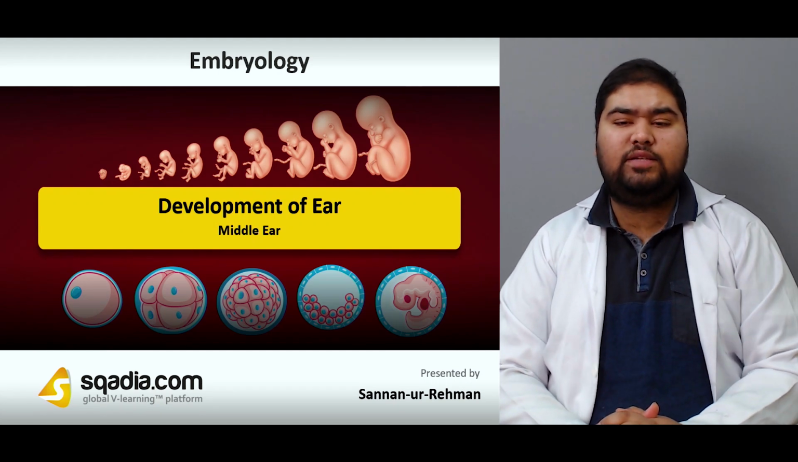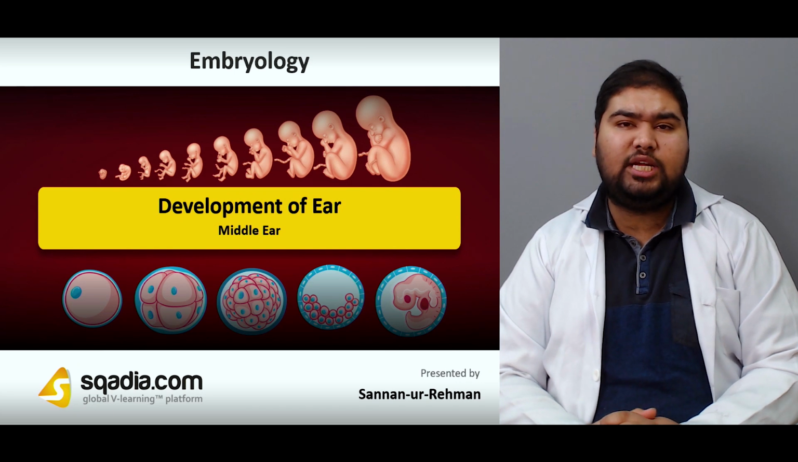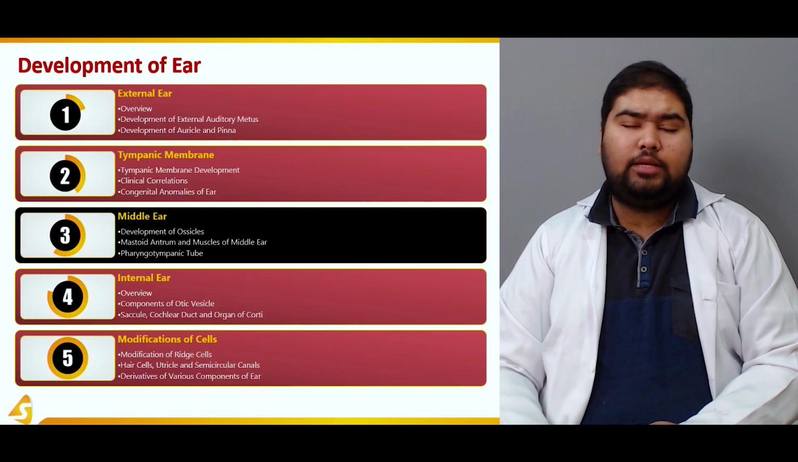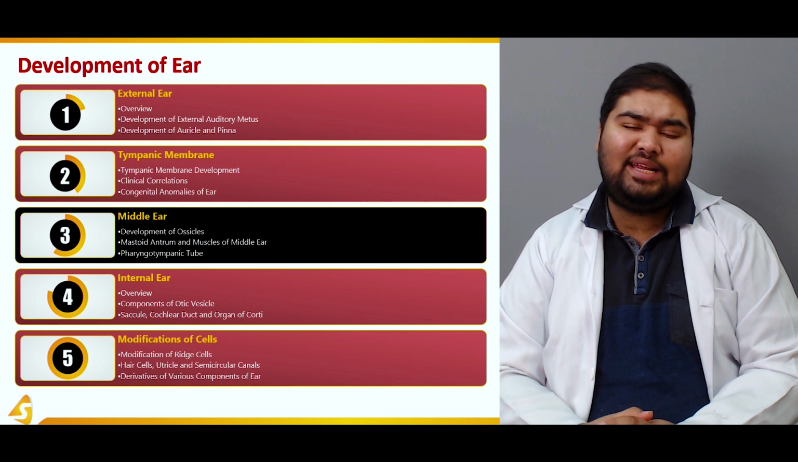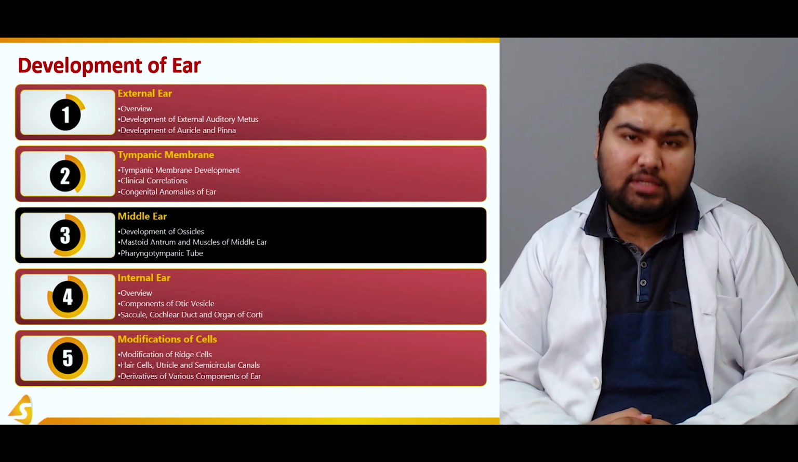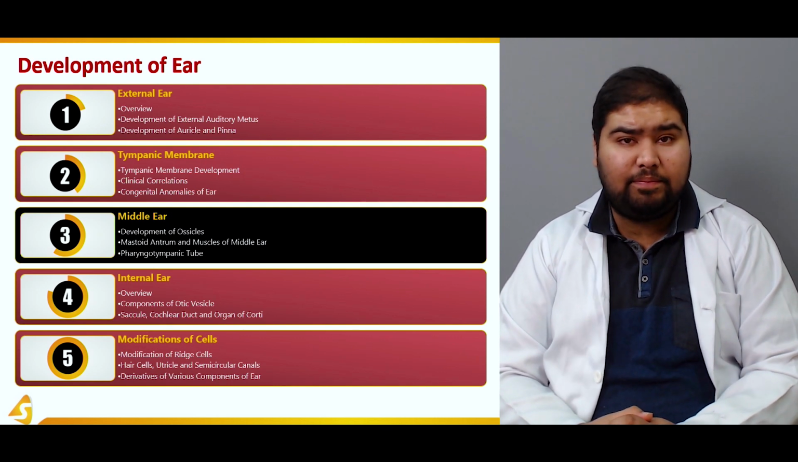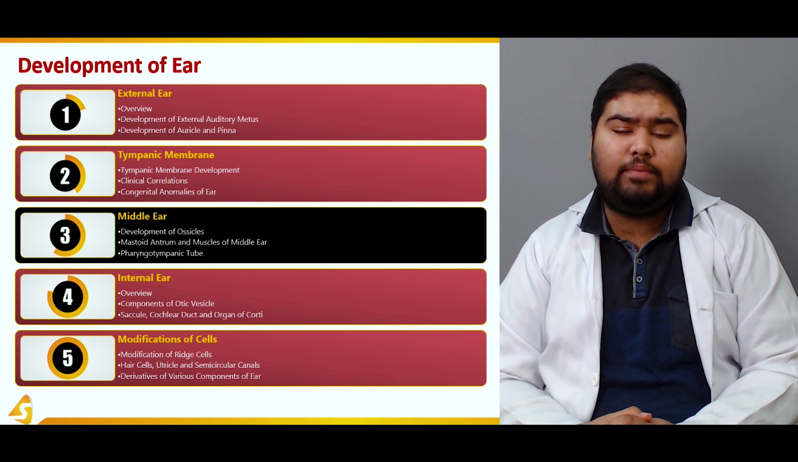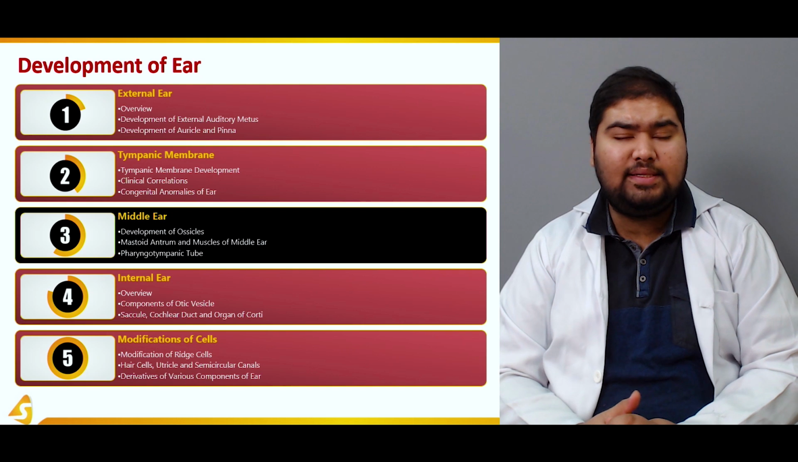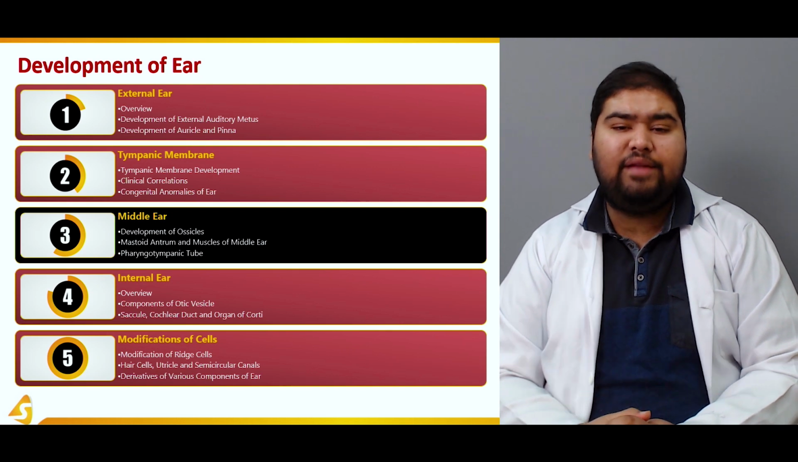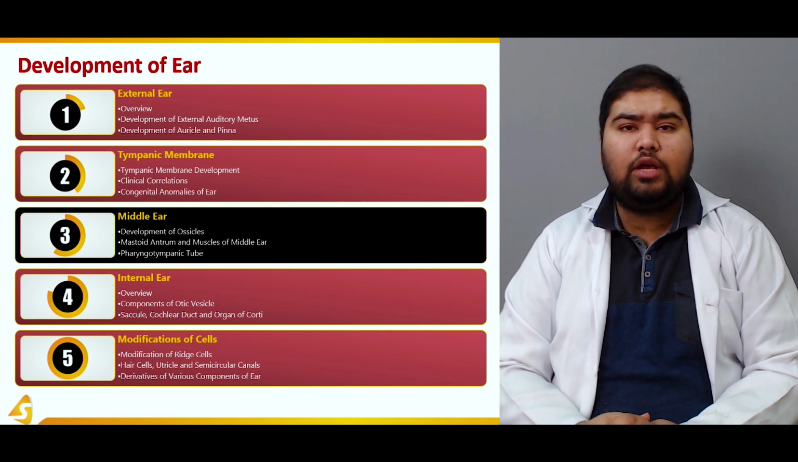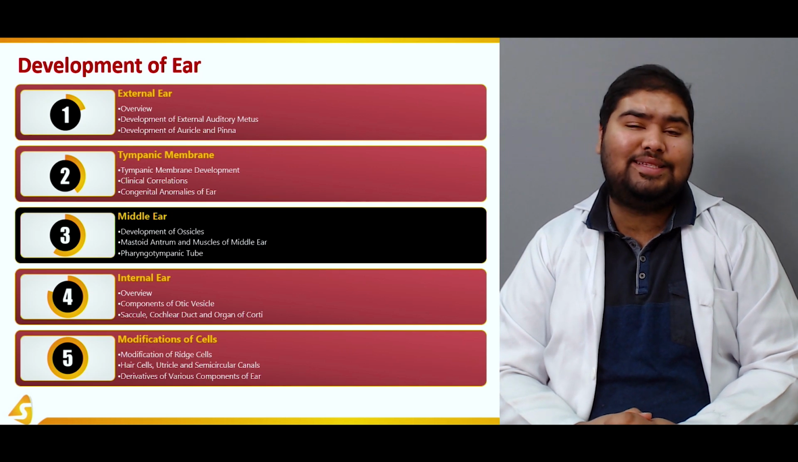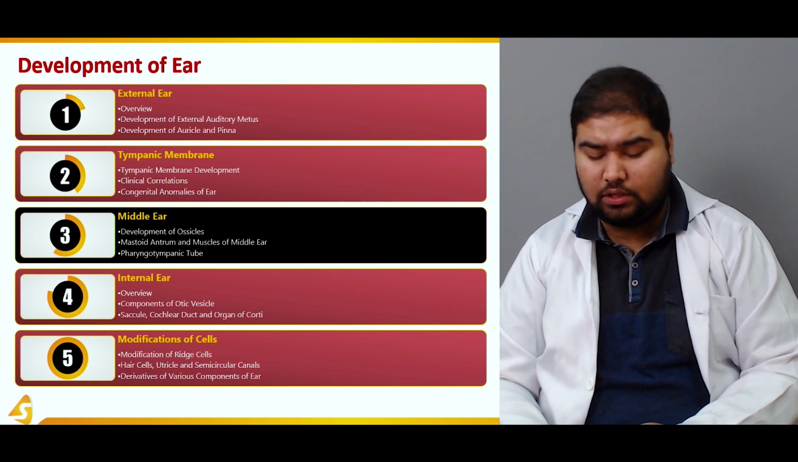We're talking about the development of the ear. In this section, we'll deal with the middle ear. The middle ear is a cavity, a small slit-like cavity that contains the ossicles. So we'll see the development of the ossicles first. Then we'll talk about the mastoid antrum and the muscles of the middle ear. And finally, we'll talk about the pharyngotympanic tube, its development and its function.